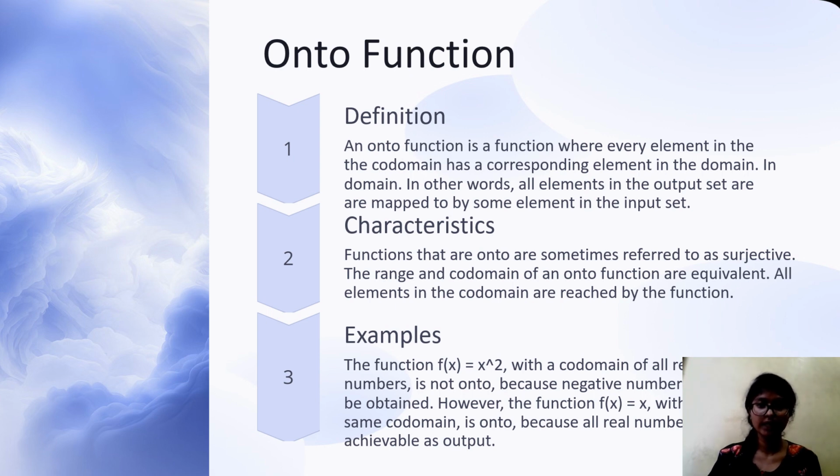And the example we can take is f of x equals x squared with the codomain of all real numbers, which is not onto because the negative numbers cannot be obtained. However, the function f of x equals x with the same codomain is onto because all the real numbers are achievable outputs.